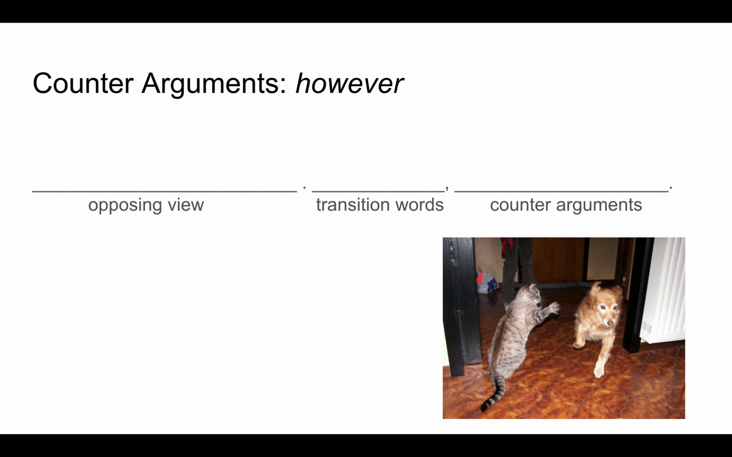So, for example, I am arguing with my friend. My friend thinks cats are better, but I know dogs are better. And I want to argue against him. He thinks cats are better because they are cuter. So I would say, no. Some people say cats are cuter. Again, introduce the opposing view. However, signal that I'm going to make a counter argument. Dogs are loyal and nice. And give my counter argument.